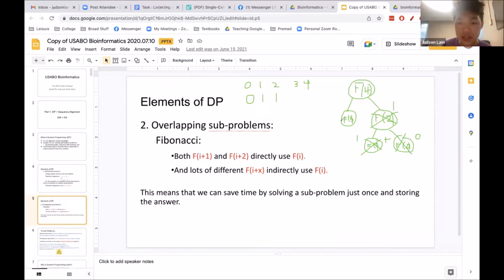It's going to keep going down like this. So it goes back down to f of 3. f of 3 is just f of 1 plus f of 2. So it goes, f of 1: I already know the solution to that problem, so I'm going to cross it out. And f of 2: I already know the solution to that problem, so I'm going to cross it out.